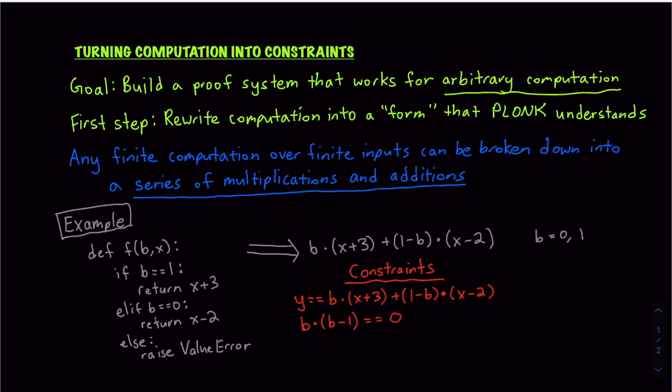So the idea is this. If a prover can provide values of b, x, and y that satisfy both of these constraints, then the verifier knows the computation is correct and doesn't have to run the program themselves. They just check the constraints.